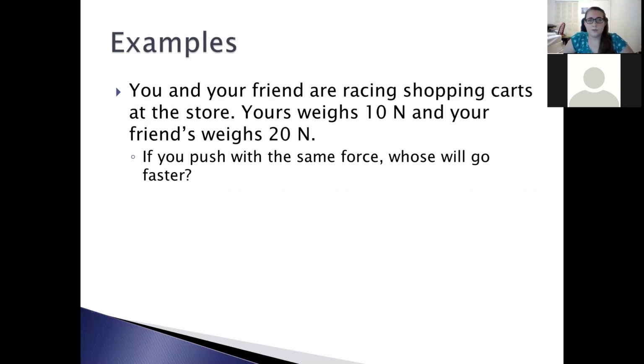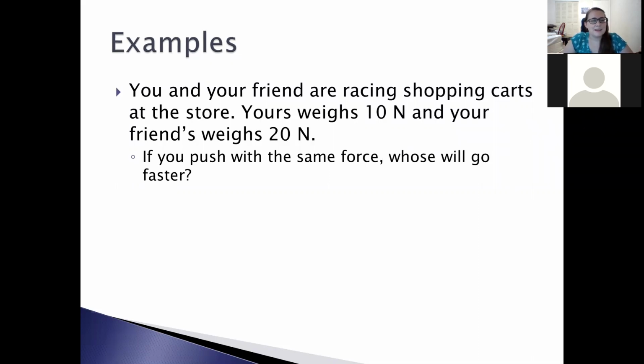Your cart weighs 10 newtons, your friend's cart weighs 20 newtons. If you're pushing with the same amount of force, whose will go faster? Try to visualize this scenario.